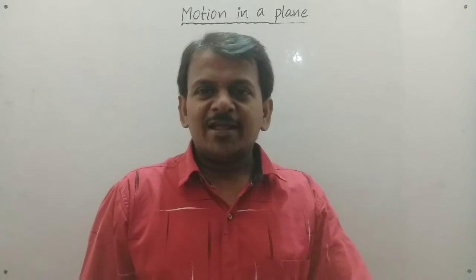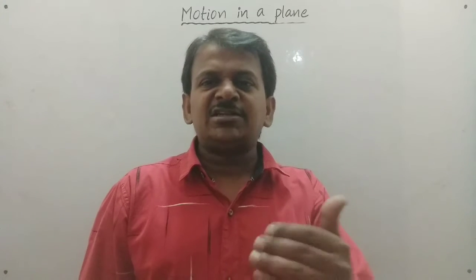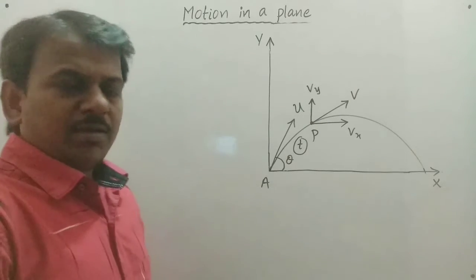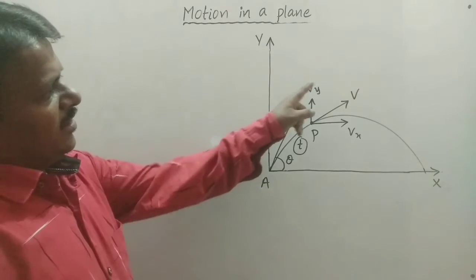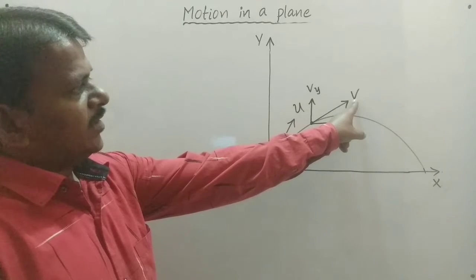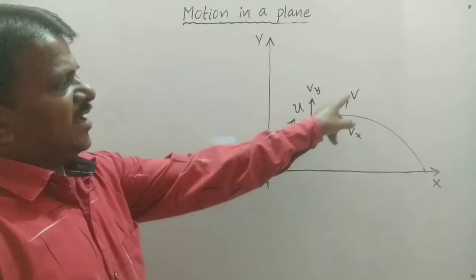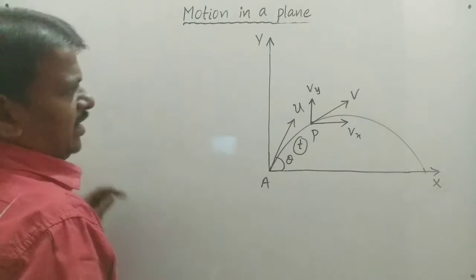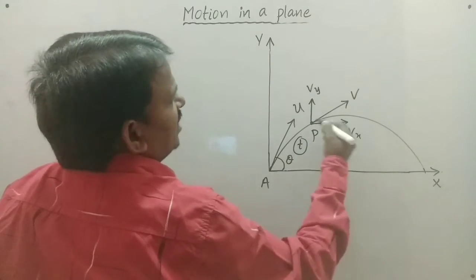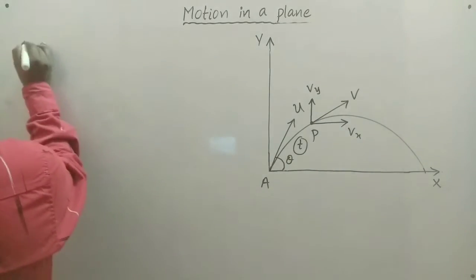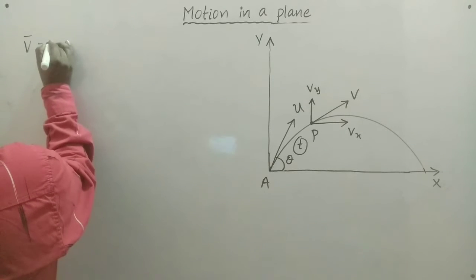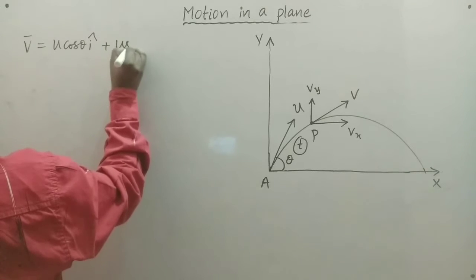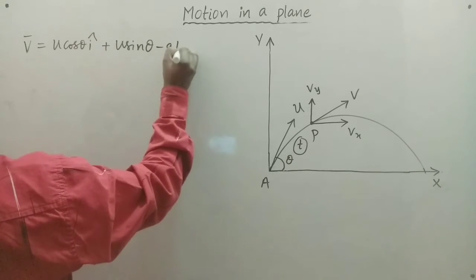Hi everyone, I am going to discuss the next topic of oblique projectile. Let us find the velocity v and the angle made by velocity v with the horizontal at that point P. See here, this is velocity v, it can be resolved into two components. V is equal to u cos theta i cap plus (u sin theta minus gt) j cap, which we already got.